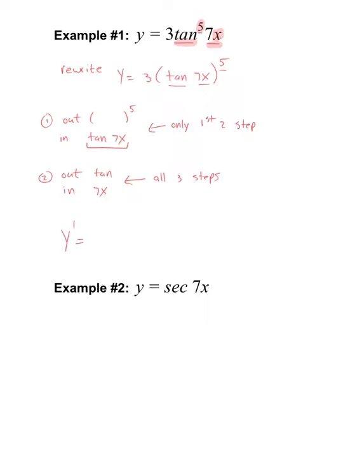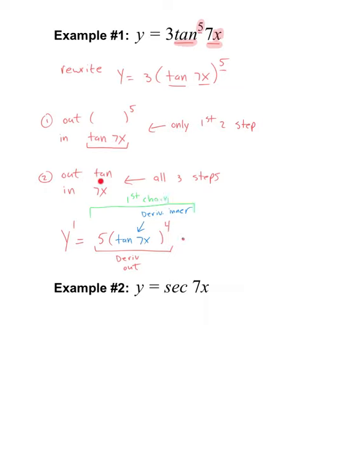First chain, the derivative of something to the 5th is 5 times something to the 4th. All right, that is the derivative of the outer. Now we plug in the inner as is right here. So we have the tangent of 7x. All right, this is all we're going to do with that first chain. First 2 steps. Now we start over.